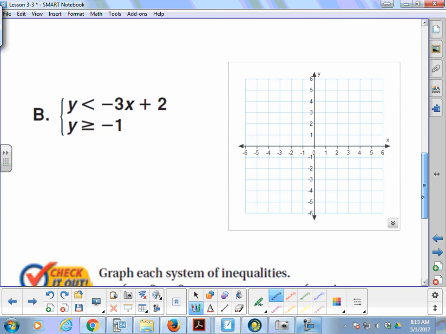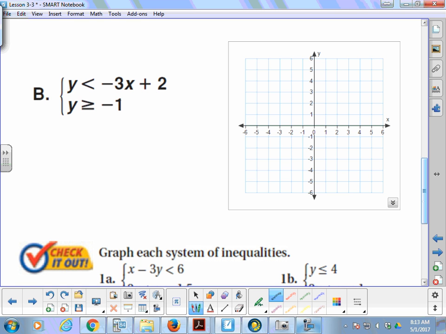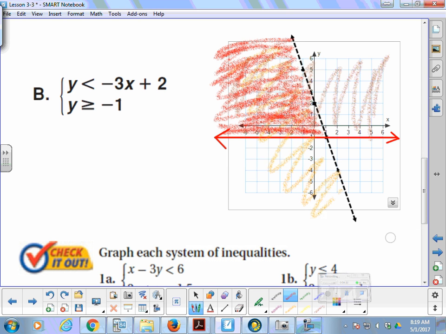Okay, so get another one. So go ahead and do this one. You guys do this one. So graph the lines and do your shading, and then we'll check it. All right, so the key to this is making sure you have the right line, dotted or solid, and then making sure that you're in the correct area.